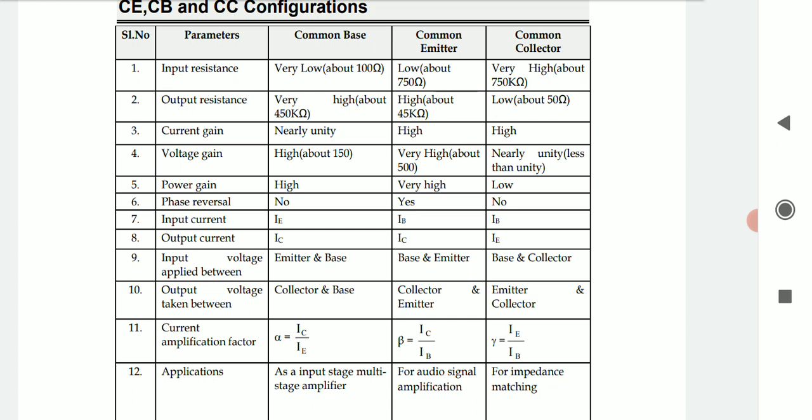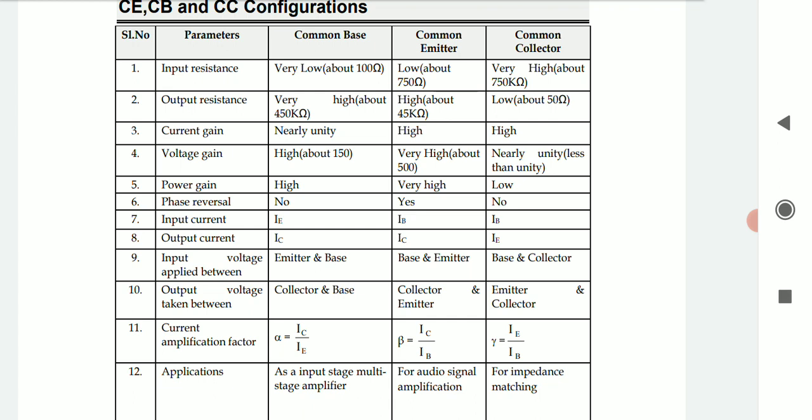Input current is IE in common base, IB in common emitter, IB in common collector. Output current is IC in common base, IC in common emitter, IE in common collector. Based on this input current and output current, the current amplification factors are: alpha is equal to IC by IE, output current by input current, beta is equal to IC by IB, gamma is equal to IE by IB.